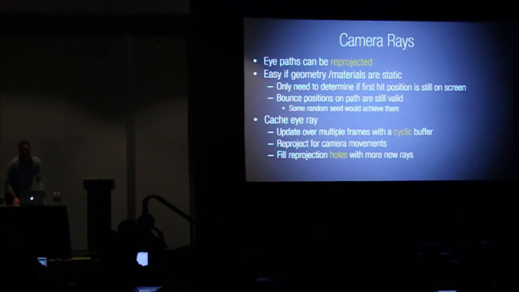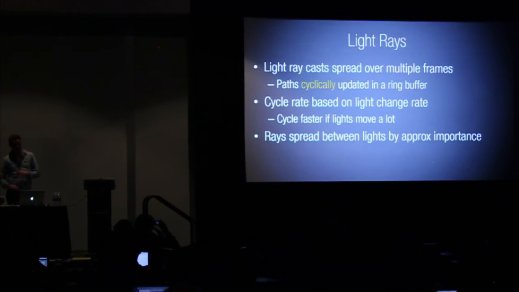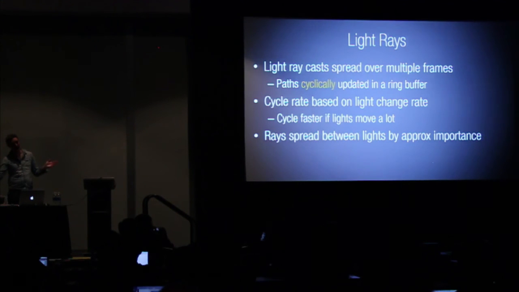So what I do is I have a big buffer of eye rays, and when the camera moves, I try and reproject those results. I cast new ones as well. I use a rolling cyclic buffer. If the eye rays become invalidated, I don't keep them around, I trace new ones. And then effectively, I do the same with the light rays. I have a large buffer of light rays, but I only cast a few every frame and cycle it.